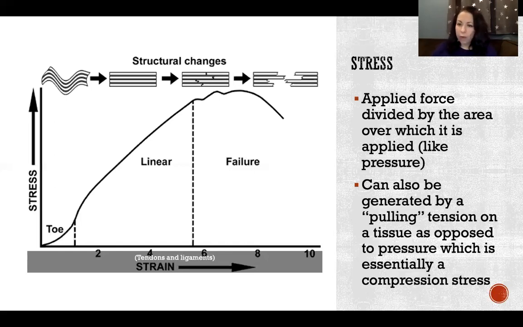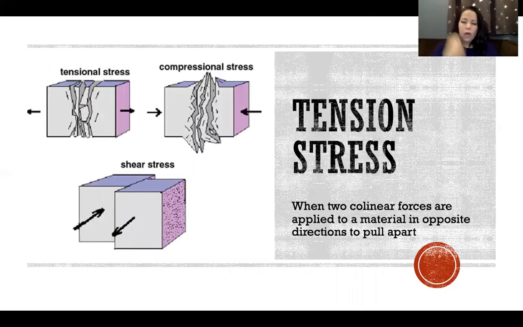But what's different about stress in general versus pressure is that we have other stresses that are not simply a compression stress. Stress can also be generated by a pulling tension, where we're pulling in the opposite direction. In that case, we're still dividing the force of that pulling tension over the area over which that force is applied. So the formula remains the same, but pressure is only a compression stress, not a tension or a pulling type of stress. A tension stress is when we have two collinear forces, meaning two forces that have the same line of action, that are applied to a material in opposite directions to pull apart.